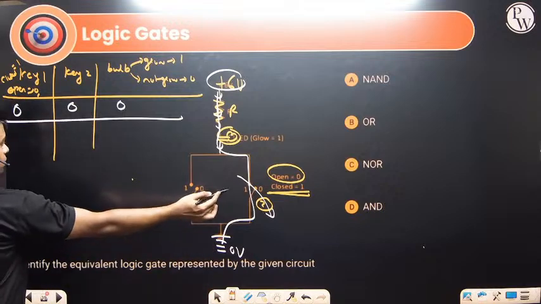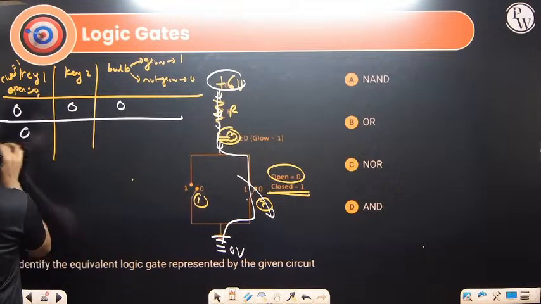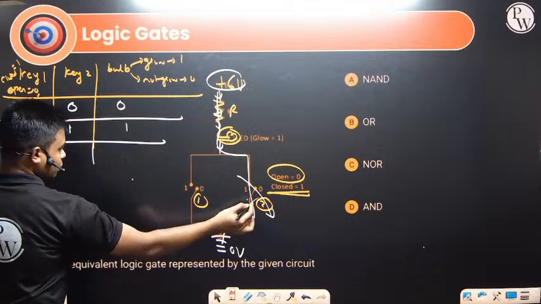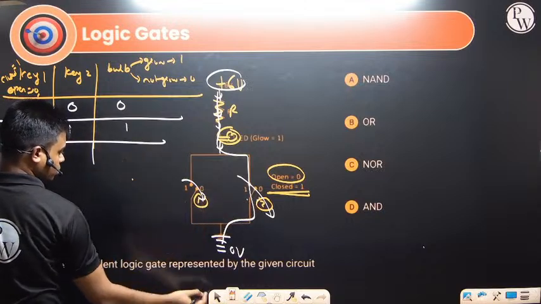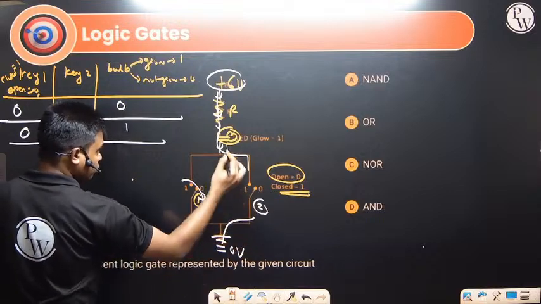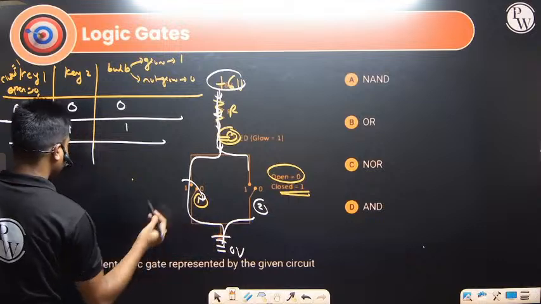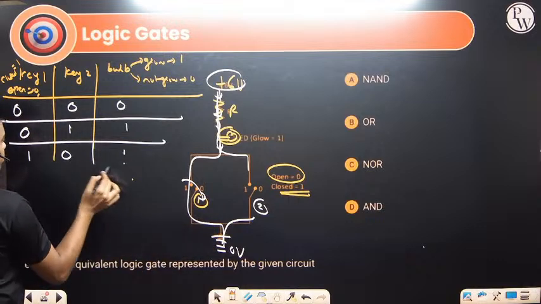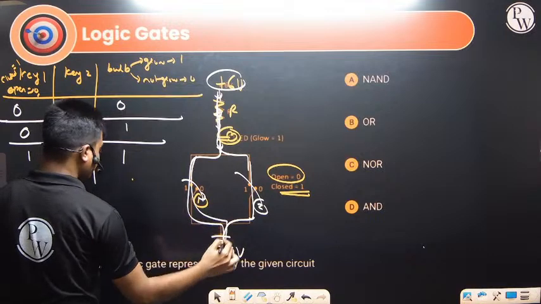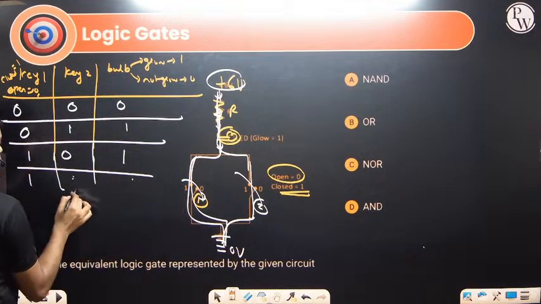So this one is 1, this one is 0, this one is open, this one is closed, then also the bulb glows. Reverse case, this one is open and this one is closed. Then what will happen? Then also current will be coming like this and going like this. So this is 1, 0, 1. If both are closed also, then also current will go like this. So this is 1, 1, 1.